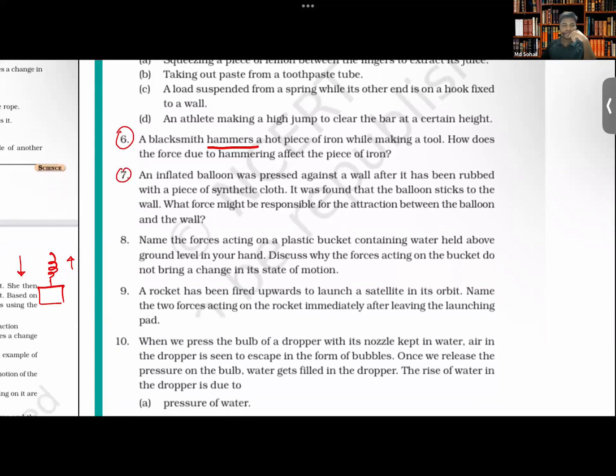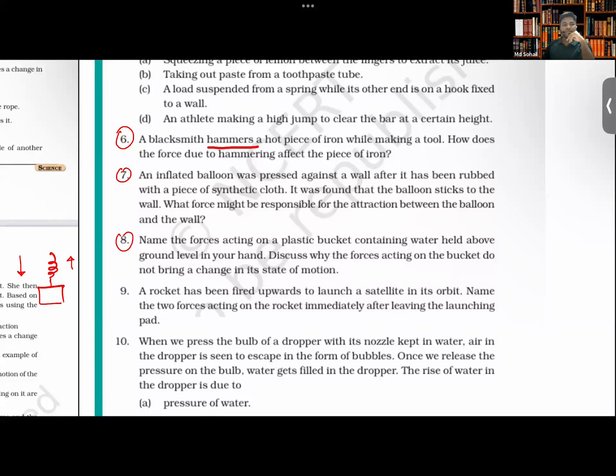Okay, Aram, see next question. There's an inflated balloon and it is pressed against a wall after it had been rubbed with a piece of synthetic cloth. What was found is that it stuck to the wall. What force might have been responsible for this? Electrostatic force. That is obvious, right? Good.